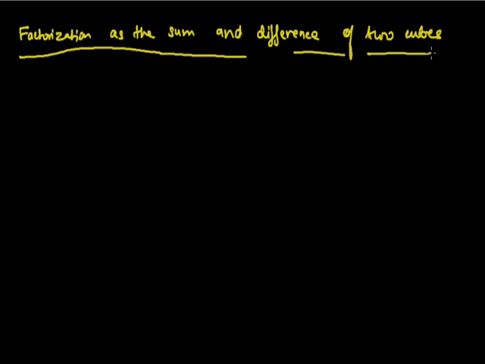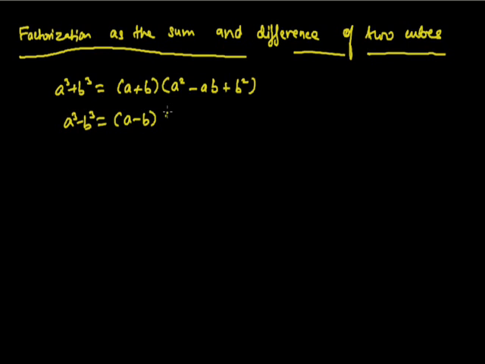As we have studied the identities of cubes, that is a plus b whole cube and a minus b whole cube, and apart from this a cube plus b cube and a cube minus b cube. So a cube plus b cube is a plus b into a square minus ab plus b square, and a cube minus b cube is equal to a minus b into a square plus ab plus b square. So today we'll see how to do the factorization by using these identities.